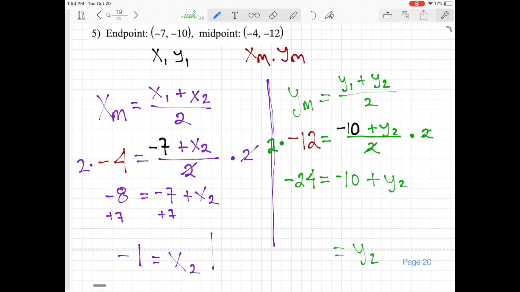plus y2. So then I want to get rid of this -10, so the opposite of that is going to be plus 10, so I'm going to add 10 to both sides. -10 and +10 cancel. Leaves us with -24 plus 10 gives us -14 equals y2. So our final answer is going to be our other endpoint, x2, y2, is going to equal -1, -14.